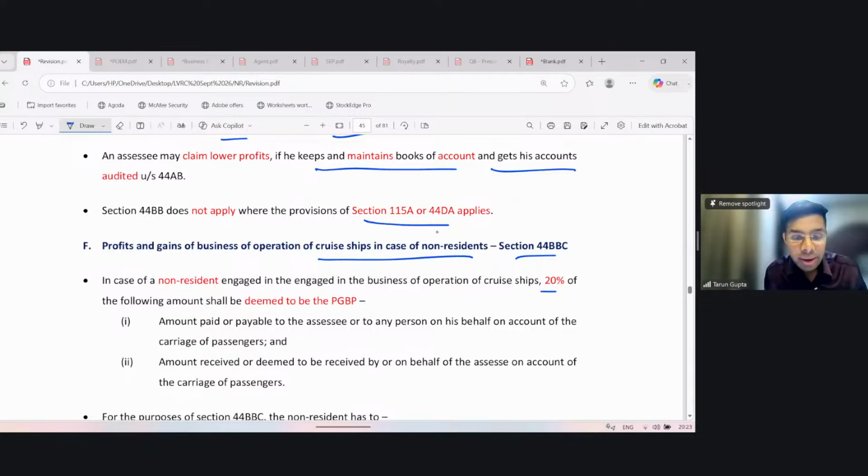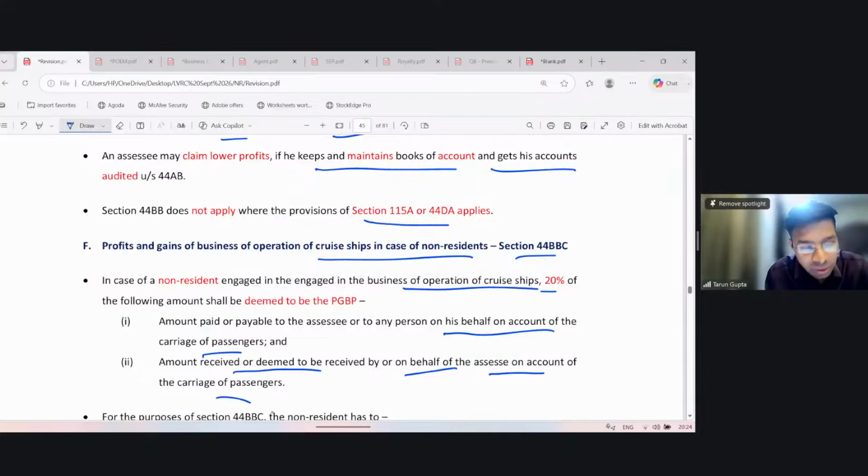So in case of a non-resident engaged in the business of operation of cruise ships, 20% of the following amount shall be deemed to be the PGBP. Amounts are the same: amount paid or payable to the assessee or to any person on his behalf on account of carriage of passengers, and amount received or deemed to be received by or on behalf of the assessee on account of carriage of passengers.